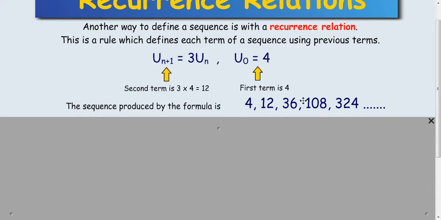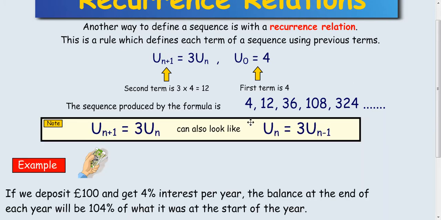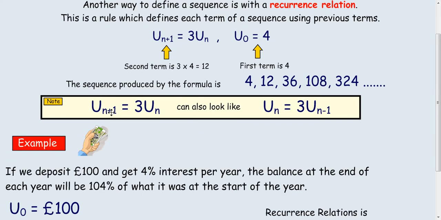This is the sequence produced by this recurrence relation. Multiply 4 by 3 to get the next one, 12. Multiply by 3 to get the next one, 36, and so on, multiplying by 3. This here can also be written like this. If this is the first term, then the next term is U of n.